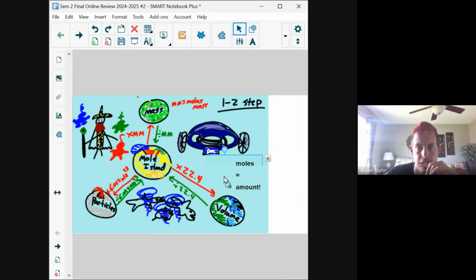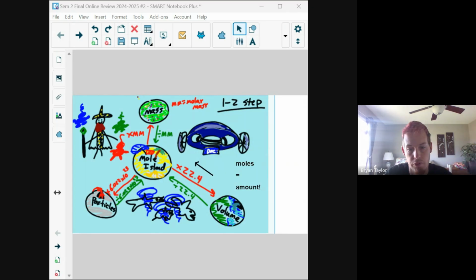Good. Divide. It is divide. Good, because I'm going up. So 44.8 divided by 22.4 is 2 moles water. And that's how all the 1 and 2 step problems work. Okay? That's it. You know what I mean?